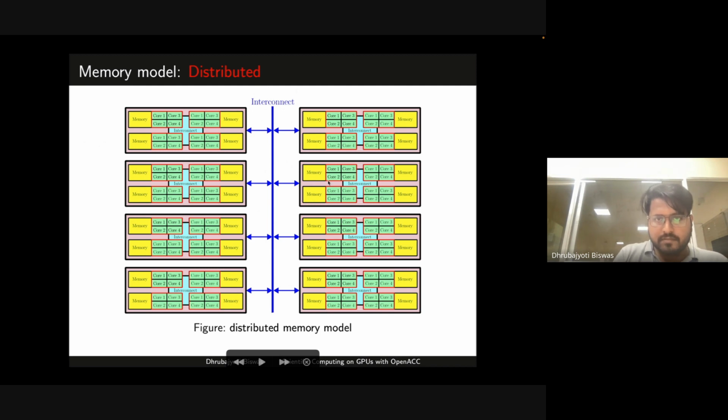Again, I have shown a simple connection topology. It is probably not always as simple as this. There could be other network topologies like ring and things like that. That again depends on what type of cluster you are building.